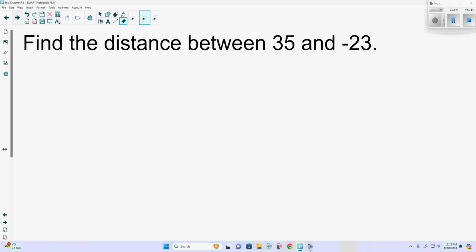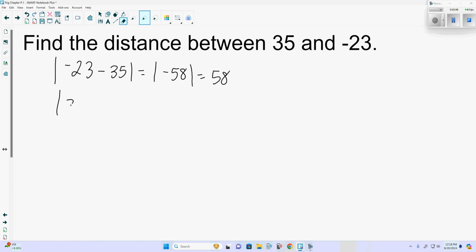So if we wanted to find the distance between 35 and -23, which one would we put first? -23 minus 35. Now -23 minus 35 is going to be -58, and the absolute value of -58 is 58. Now if we flipped it, 35 minus -23, well, the negative makes a plus. So 35 plus 23 is 58.